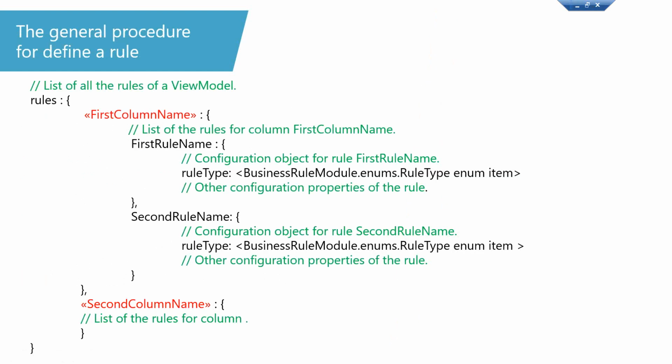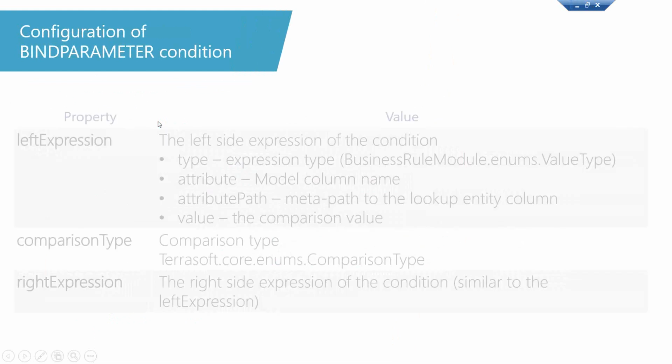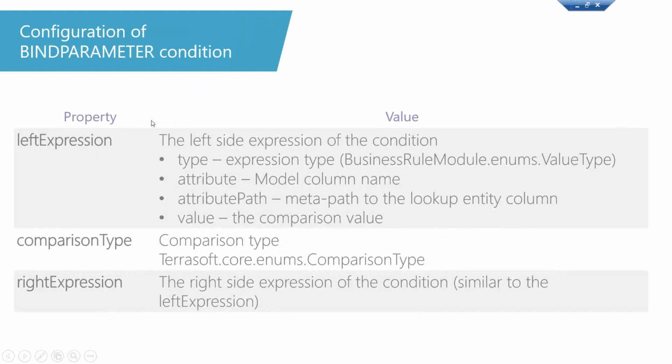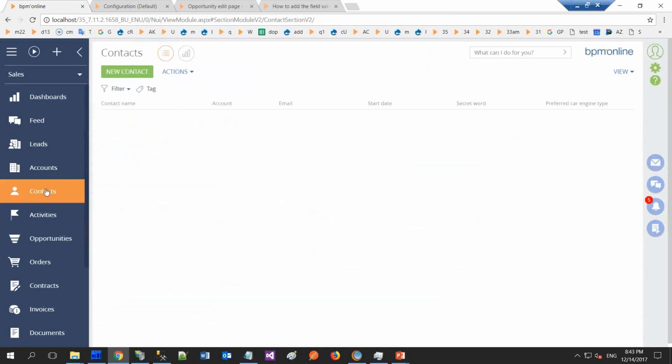The general procedure of manual creation of a rule is here, and you should use a rules collection inside of the client module structure. But I think you don't need to remember it, because now Section Wizard can do it better with the business rules part of the client module. I will show you an example of bind parameter rule usage using Section Wizard.